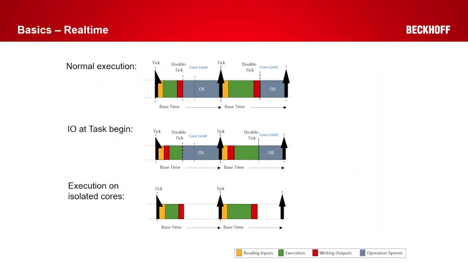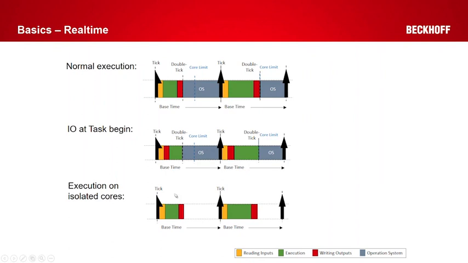Also here, we have, of course, our core limit. But we have the possibility to use isolated cores, in which these cores are not known by the Windows operating system or any other operating system. And using this, we have no need to have this double tick here, and then we have, in theory, 100% of the calculation time. Of course, that's not always required, but in theory, you can use 100% of the calculation time.